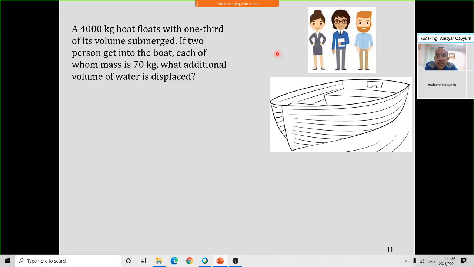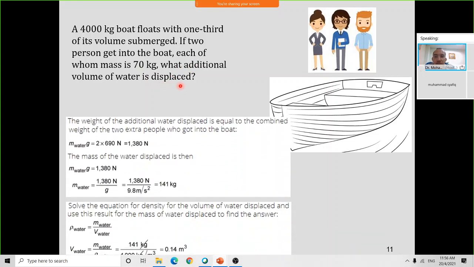Okay, a 4,000 kilogram boat floats with 1/3 of its volume submerged. If 3 people get into the boat, each of whom has a mass of 70 kilograms, what additional volume of water is displaced?